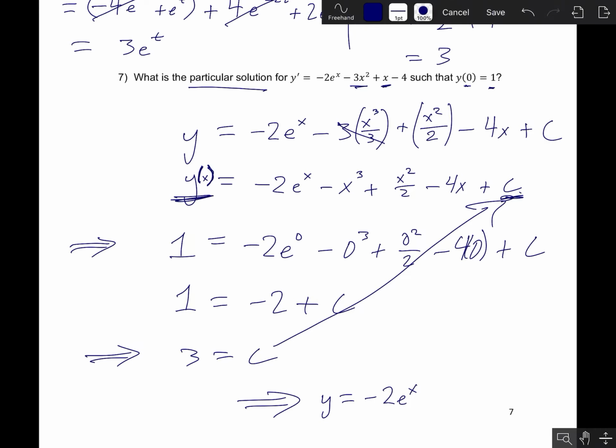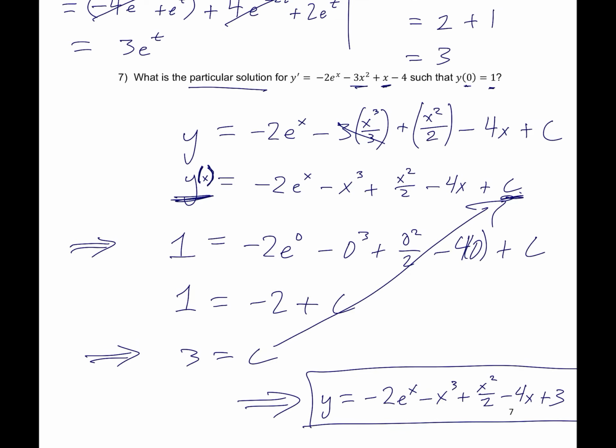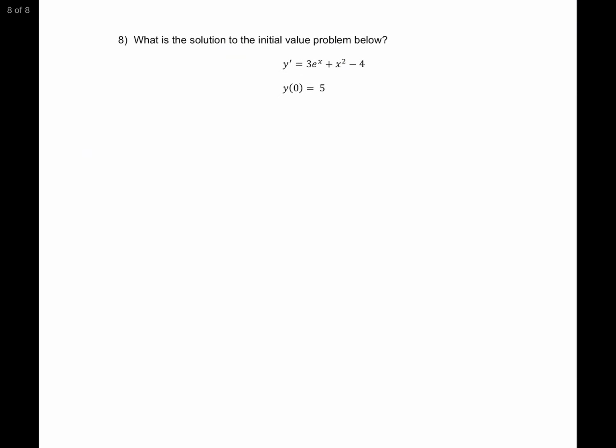So that means that y is equal to negative 2 e to the x minus x cubed plus x squared over 2 minus 4x plus 3. And that's the particular solution. So that's what we wanted here.